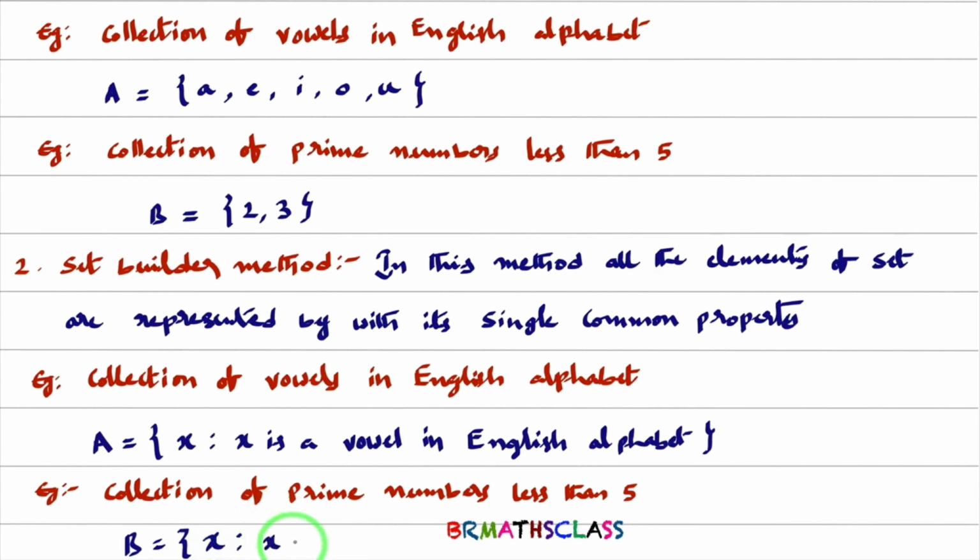What is X? X is a prime number, and what will you say about X? X is less than 5. Here all the elements of this set are represented with their common property. So in this way we represent a set in both methods. I hope you understand what is roster method and what is set builder method.